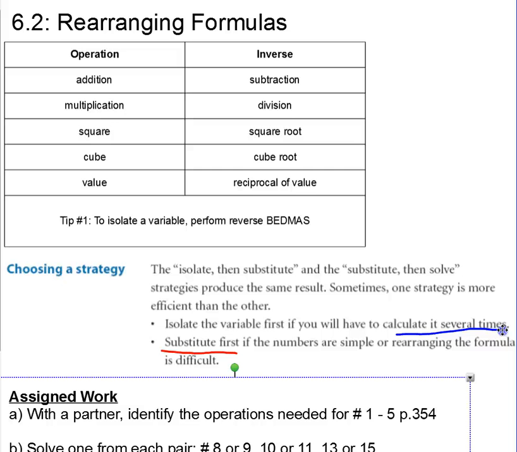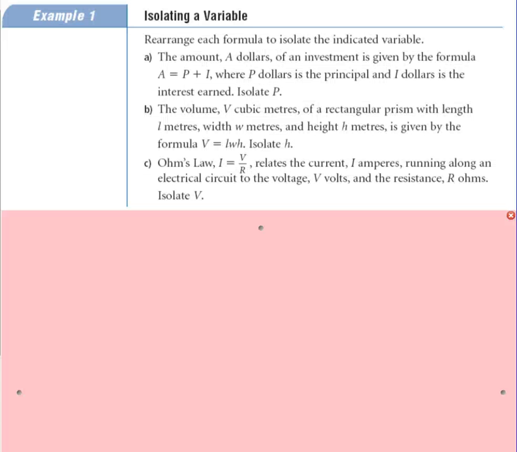Okay? So I'm going to go through some examples here in your textbook. First one is using a formula that involves simple and compound interest, or simple interest rather. The second one is volume related to length, width, and height. We have Ohm's law formula connecting current, resistance, and voltage. So these are formulas that you may or may not have seen before.